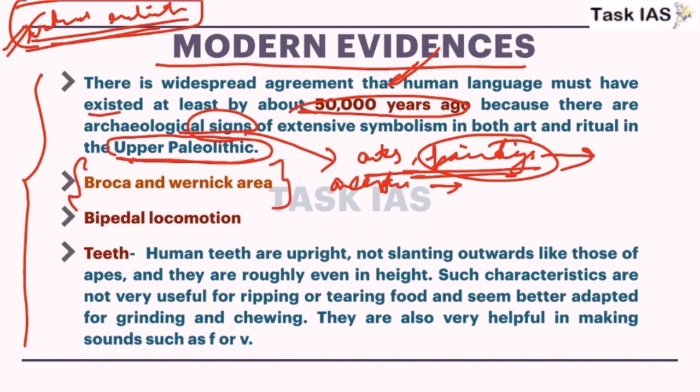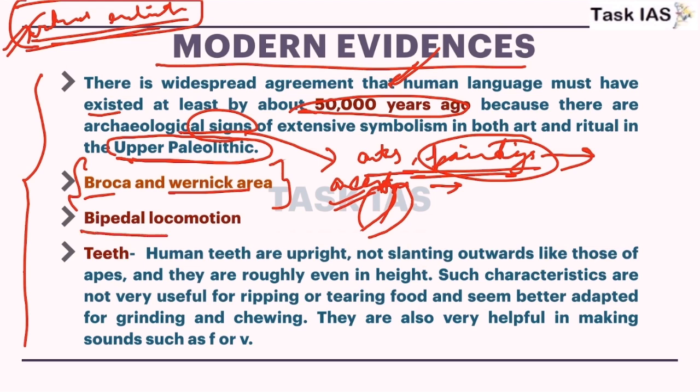So there is some part of brain which is needed for this complex task. So that is Broca and Wernicke area. These are found in left hemisphere of our brain, and they have important function in speech production.